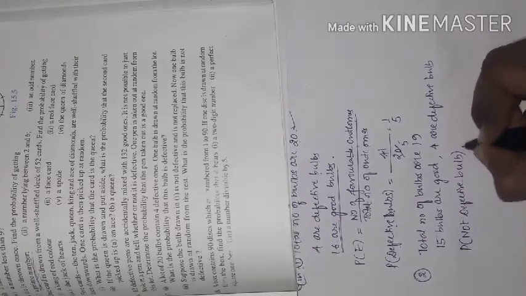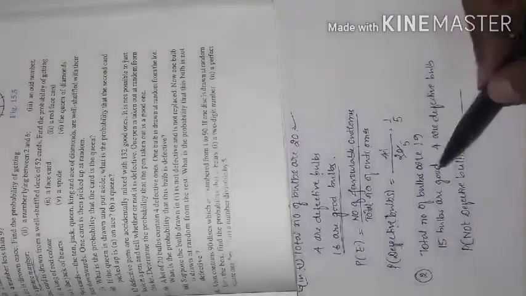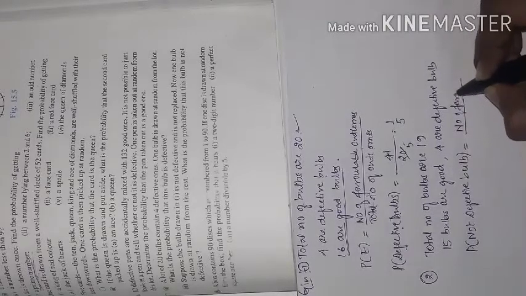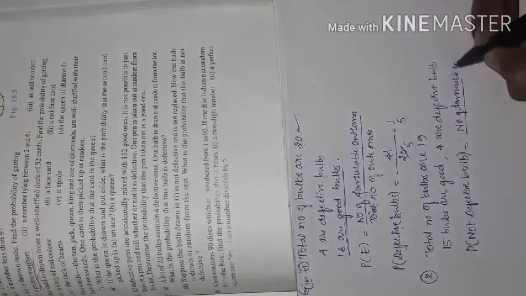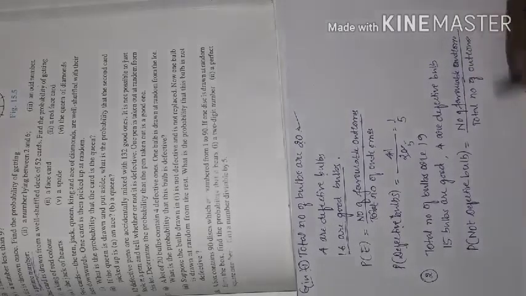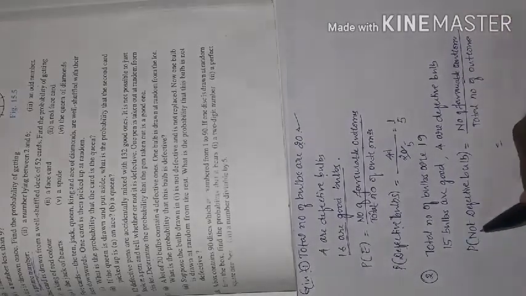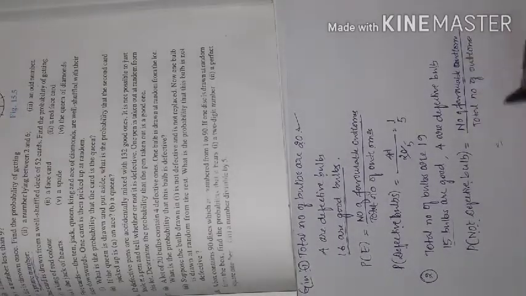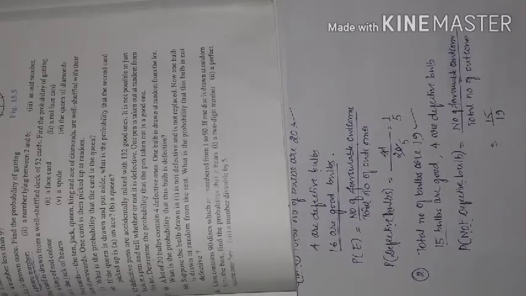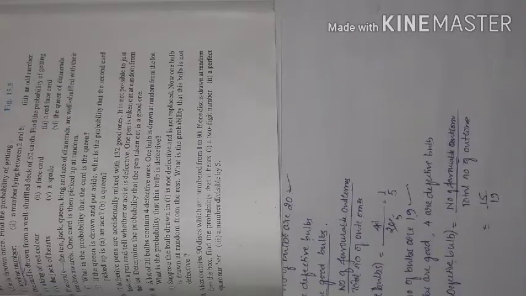So probability of not defective bulb is equal to number of favorable outcomes to the total number of outcomes. Number of favorable outcomes, not defective means good bulbs, how many are there? 15. Total number of outcomes are how many? 19. So 15 divided by 19 is the answer. I hope you understood this. This is about the 17th question. Let us solve now the 18th question.